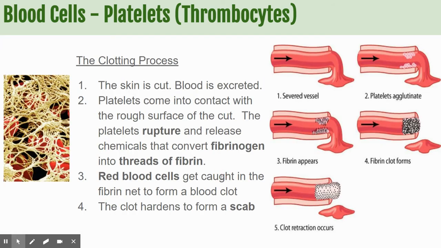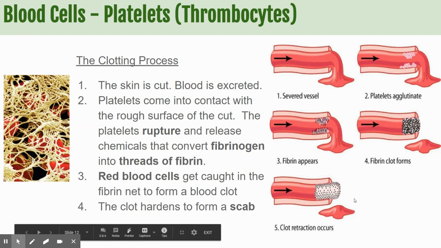So the clotting process, or forming a scab, here it is. The skin is cut and blood is excreted, so the blood's coming out of your capillary. The platelets, which are always in your blood, come into contact with the rough surface edges that were cut, and it causes the platelets to break and rupture. When they break, they release a chemical, and fibrinogen converts and forms threads of fibrin. The fibrin solidifies everything and catches all the red blood cells together. You can see in this diagram all the fibrin catching the red blood cells like a net, and then the clot hardens to form that scab.